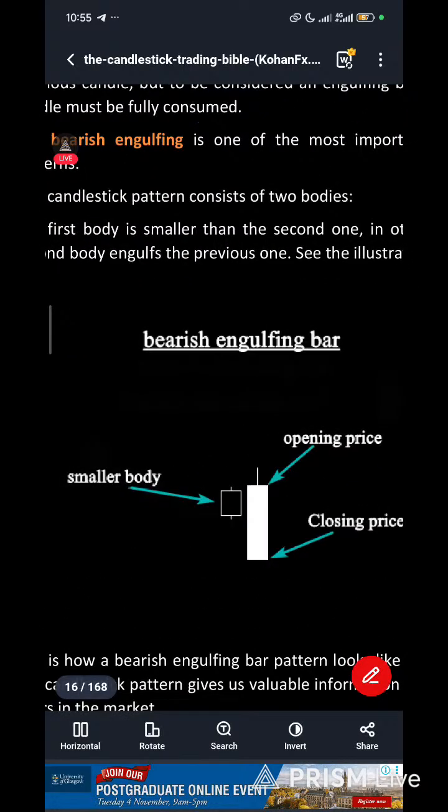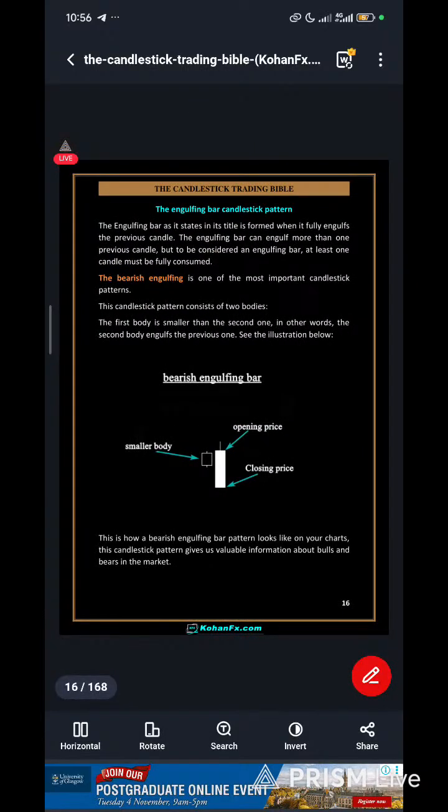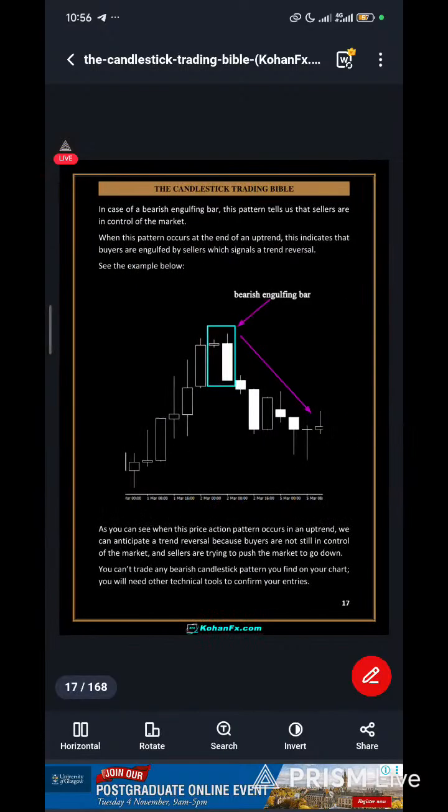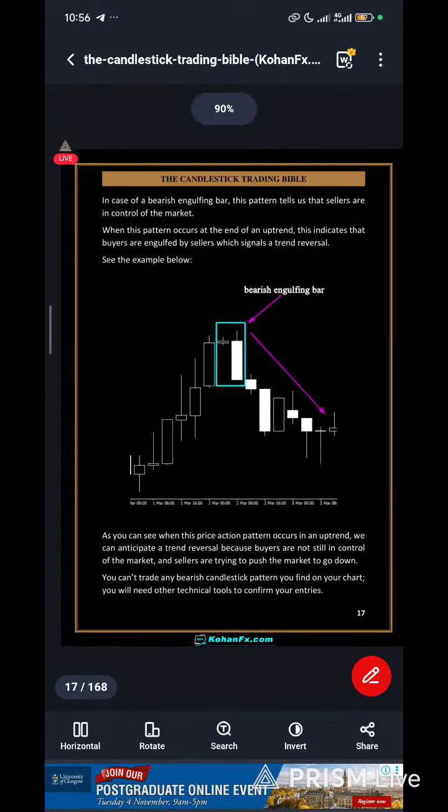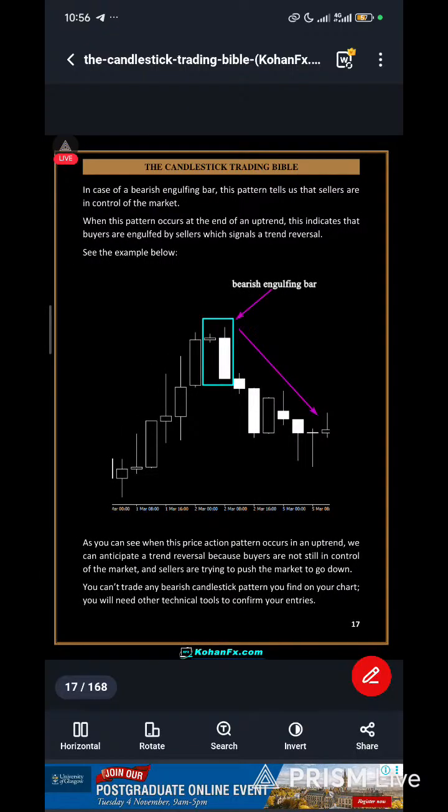This is the bearish engulfing candle. There's always a smaller body from here, and this other one, a very big candle beside it. This is the opening. This is the closing. So this is how a bearish engulfing pattern looks on your chart. This candlestick pattern gives us very useful information about the bulls and bears in the market. In the case of a bearish engulfing bar, this pattern tells us that sellers are in control of the market. When this pattern occurs at the end of an uptrend, this indicates that buyers are engulfed by sellers, which indicates a trade reversal. See the example.